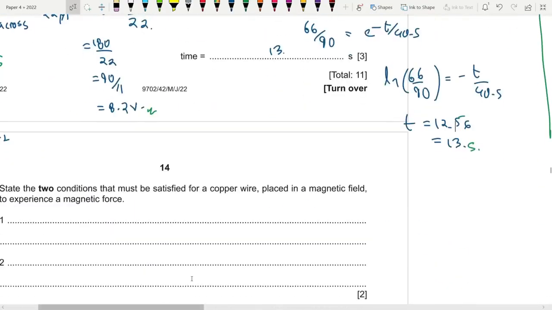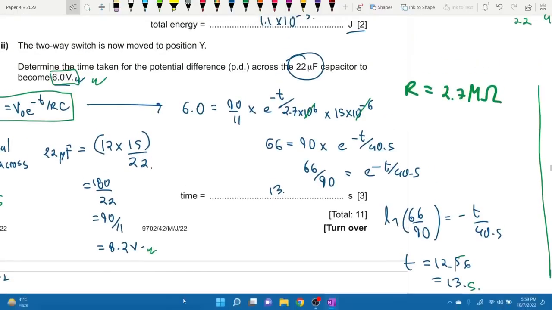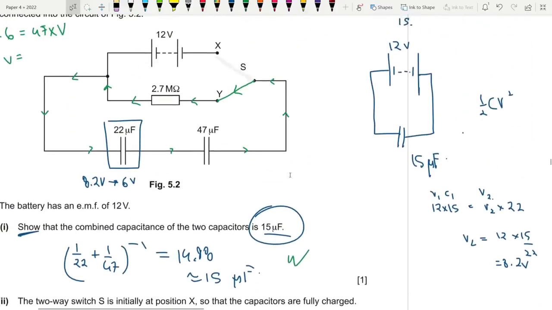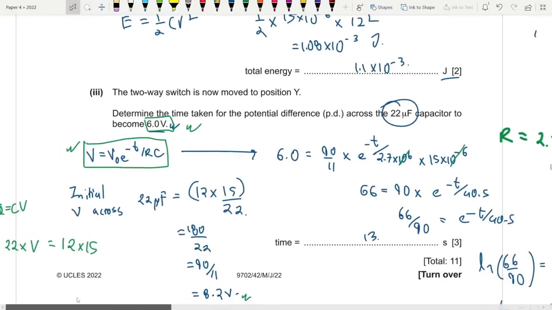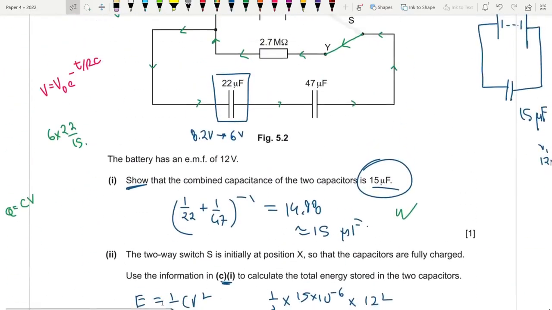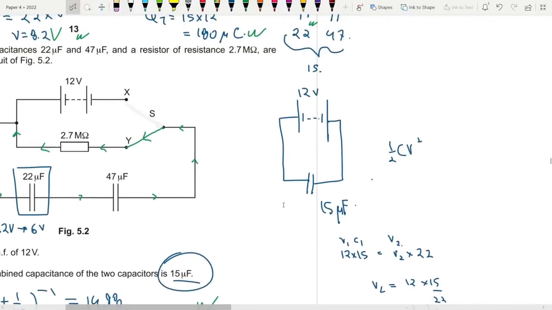There was an alternate way in the mark scheme. Let me teach you that as well. It's a more complicated process where rather than considering the voltage of one component, we actually consider the voltage of both the components combined. For example, if we consider both capacitors to be one capacitor, we know that the total voltage will be 12. It's taking up all of it.